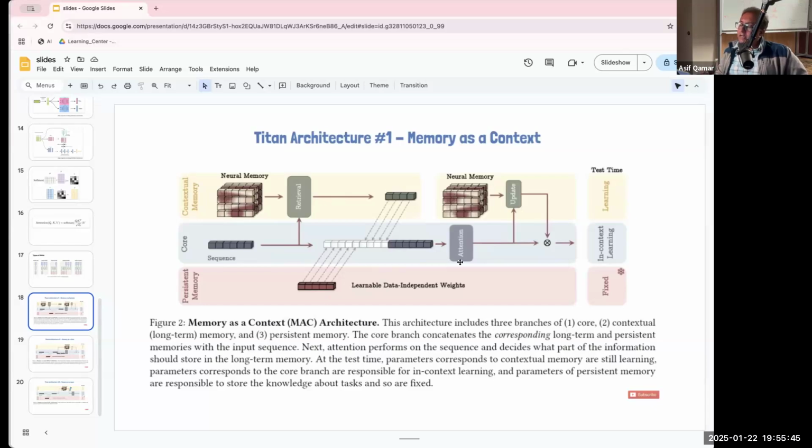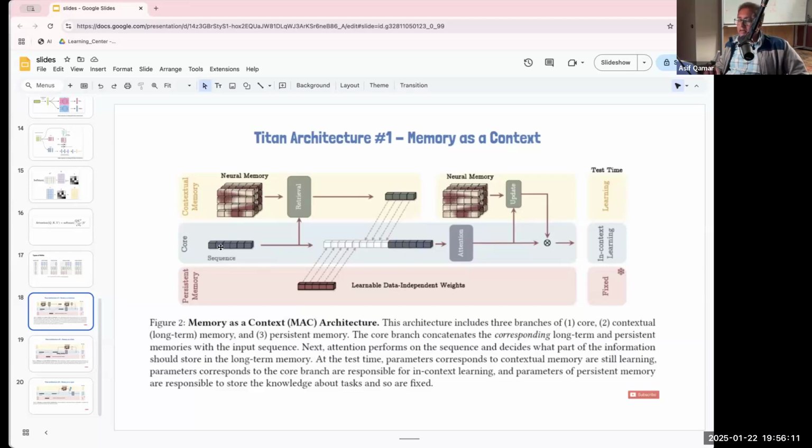So imagine the attention. The first thing to note down is there is an attention layer here. First of all, it has 3 layers. Unlike transformer, there is only one attention layer. Imagine in this system we have 3 layers. One is called contextual memory, which is a neural memory. This is what we call long-term memory. You can call it a long-term memory, right?